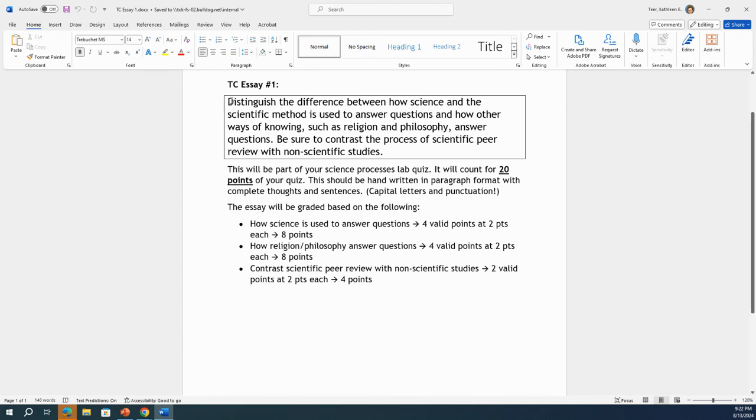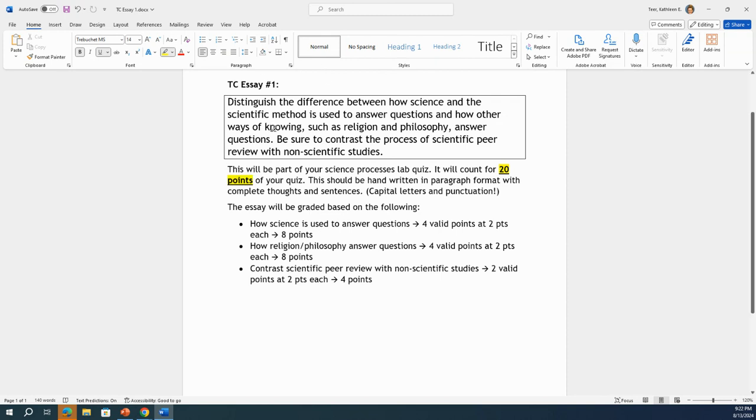You should be getting a paper that has this on it. And when you take your lab quiz over the activity that you're going to be doing for the next couple of days, on that lab quiz, you're going to have to write this essay. Okay, it'll be handwritten. You can't copy and paste, so just kind of be aware of that. But 20 points of your lab grade, your lab quiz grade, is coming from this essay.